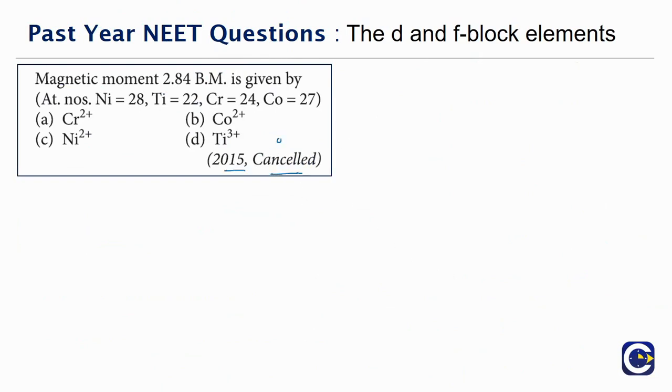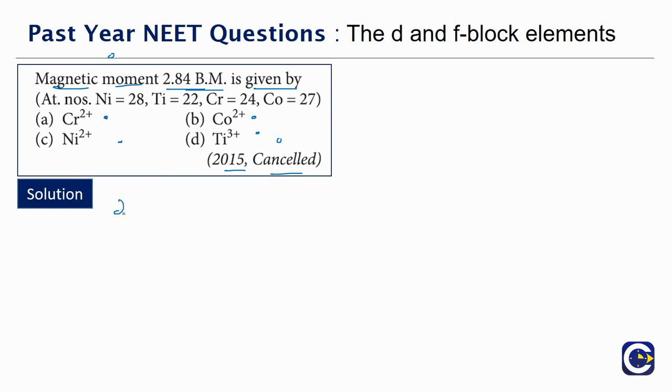This is a question that has come in the cancelled paper of 2015, and this is based on again magnetic moment. We have seen in the first part video also some questions based on the magnetic moment. The magnetic moment 2.84 Bohr magneton is given by, so they are giving us 4 ions. We have to conclude which of them will be having magnetic moment of 2.84 Bohr magneton.